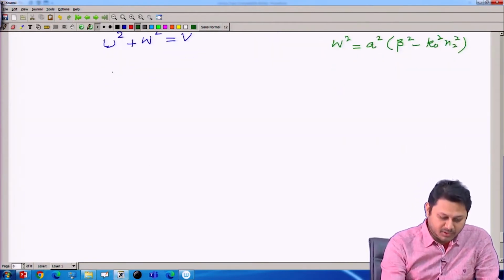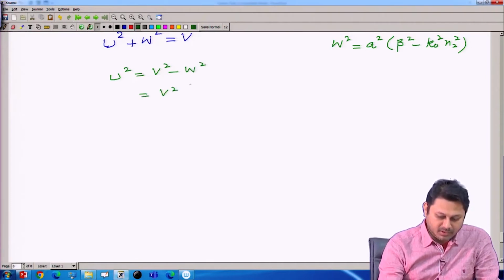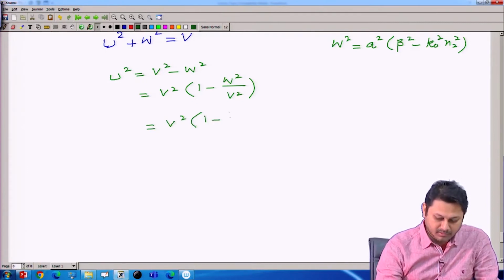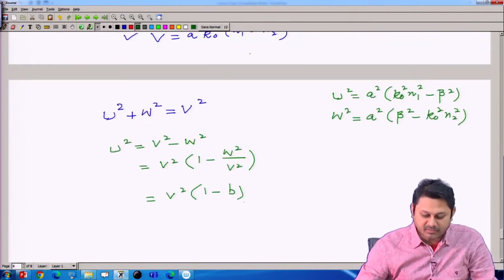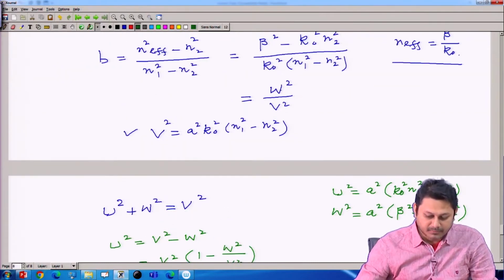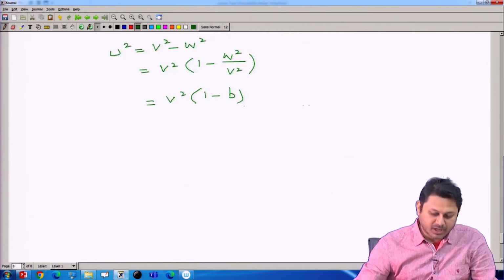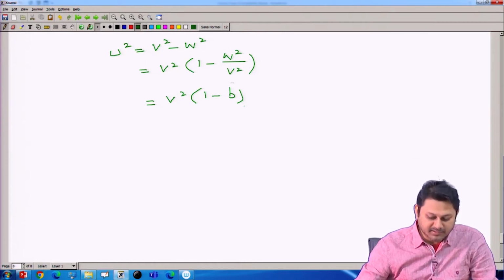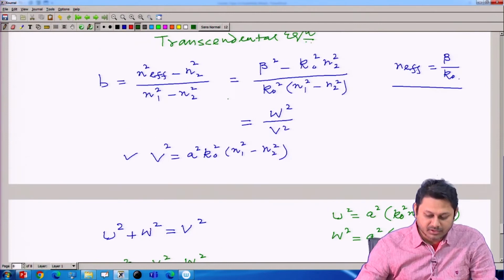So, my u square is v square minus w square, and if I take v square common, it should be 1 minus w square divided by v square, which is v square into 1 minus b, because b I already calculated here as w square divided by v square. So, now I have everything in terms of v and b, and I know what is v, and b, inside the b we have the value of beta.